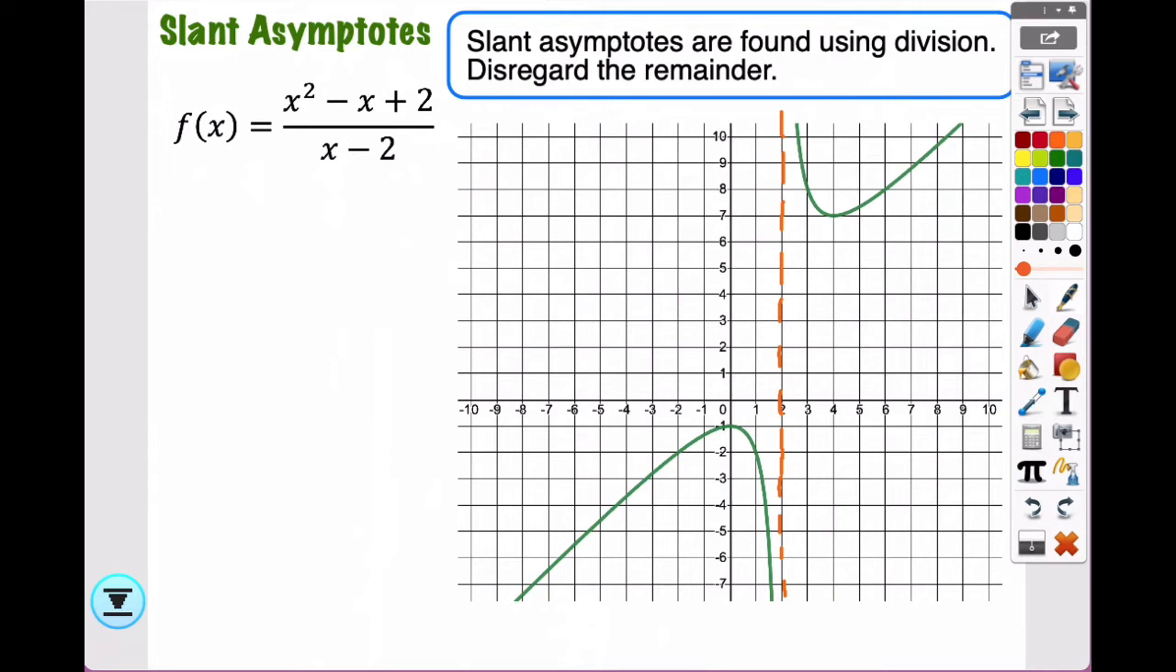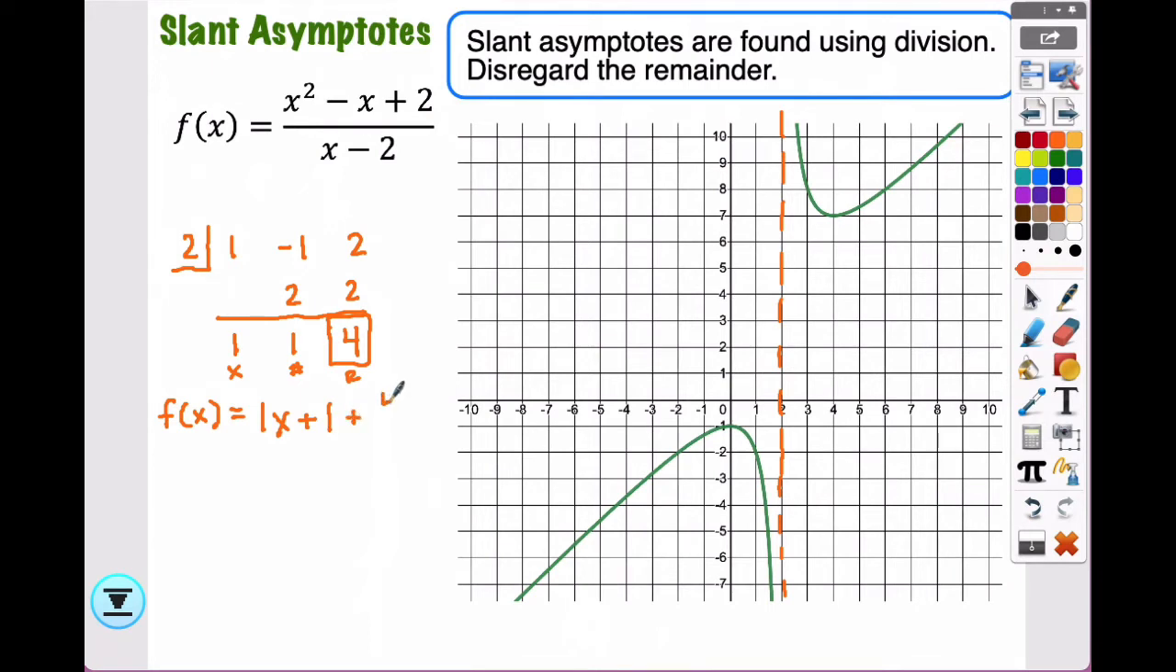You're going to use division. You can either use long division or synthetic division. Let's try it on this function. We're going to take x squared minus x plus 2 and divide it by x minus 2. If we wanted to go synthetic division, we would use a positive 2, then 1, negative 1, 2. And we don't get a 0 remainder. Basically what this is saying is that we could rewrite the function as f of x equals 1x plus 1 plus 4 over x minus 2.